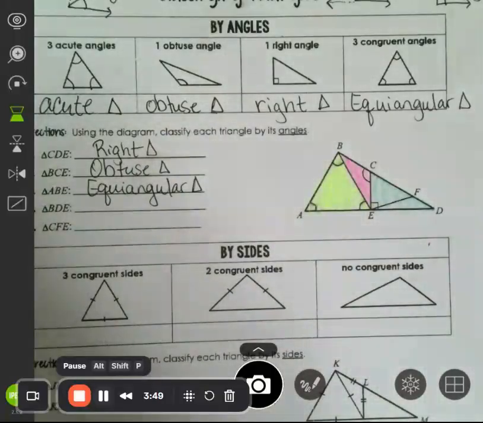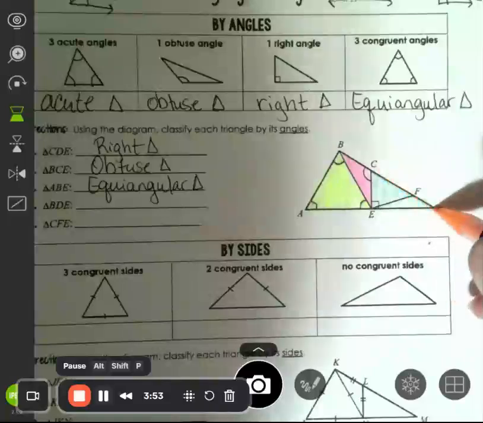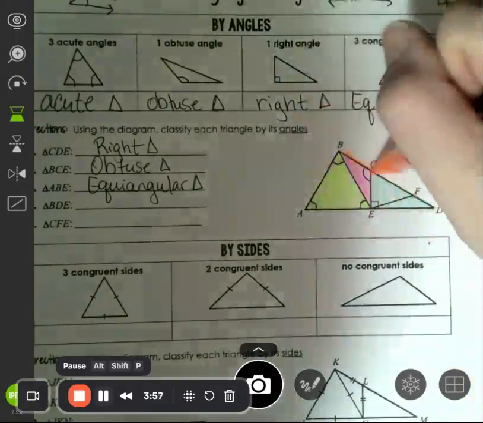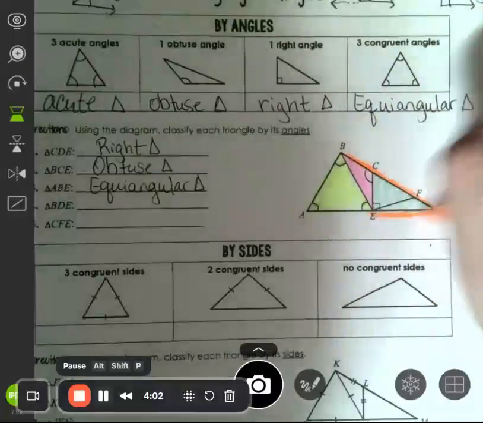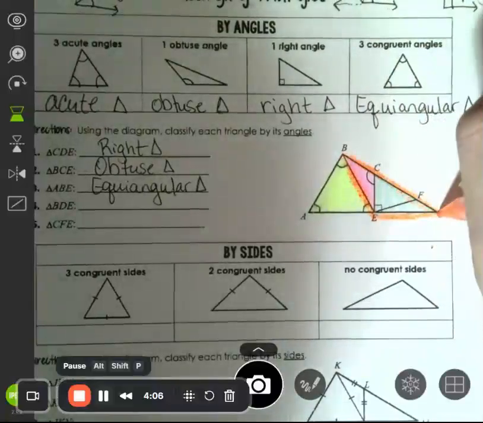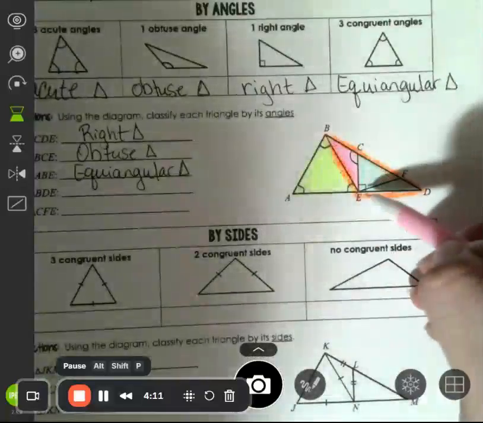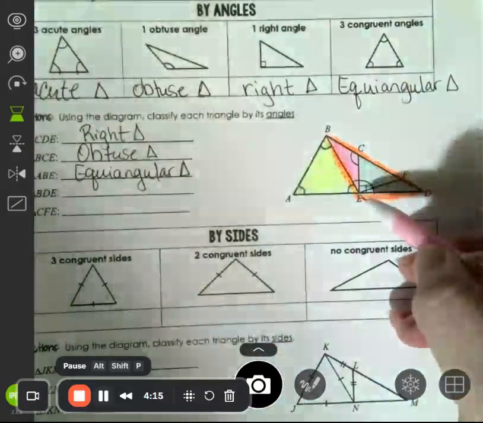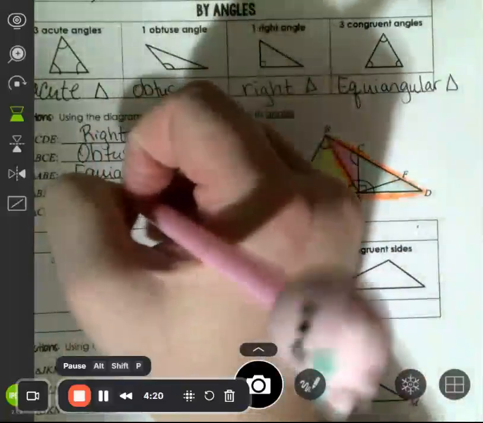Next, a triangle BDE. B down to D over to E, and to close that in to make the triangle, I'd come back up. So looking at that bright orange there, looking at the measurements, I see right there, those three angles together are more than 90, making this an obtuse triangle.